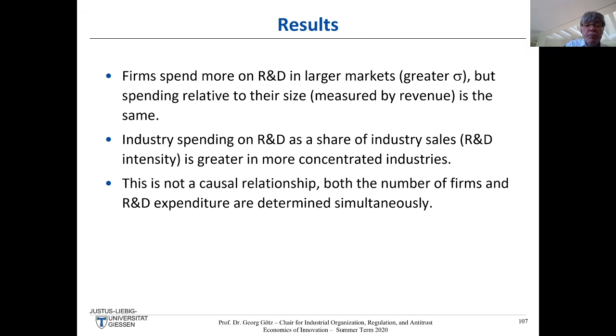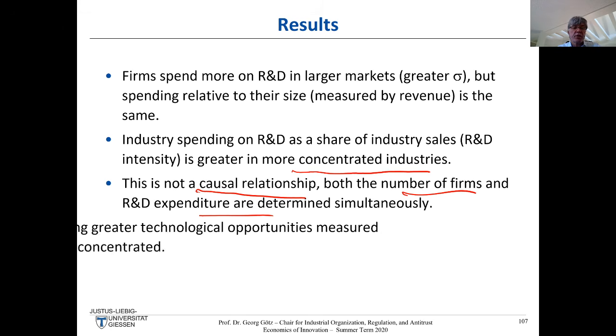So the important point, however, is that this is not Schumpeter, because this is not a causal relationship here. Here we have more concentrated industries, but the reason why they are more concentrated is some exogenous variable, such as the demand elasticity or this alpha value, the R&D productivity, okay? Because both the number of firms and the R&D expenditure are determined simultaneously.